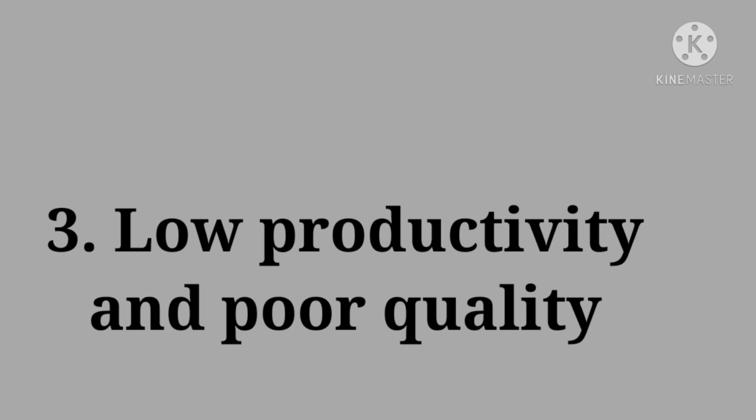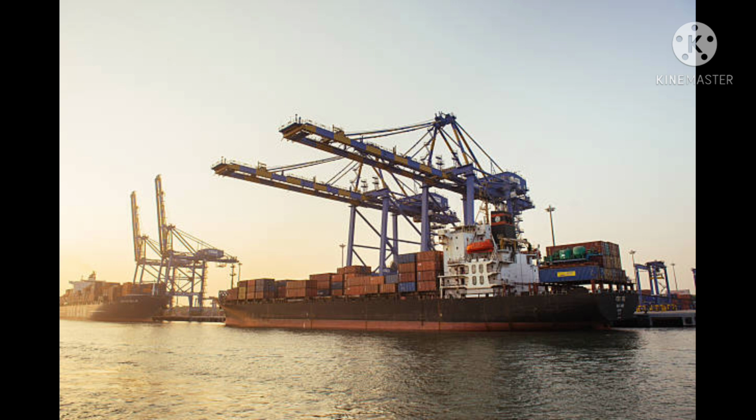The third subheading is low productivity and poor quality. Due to the use of backward technology, there was low productivity and poor quality of goods in Indian industry. So, Indian industries could not market their products to foreign countries as desired, and the exports were not so high at that time period.